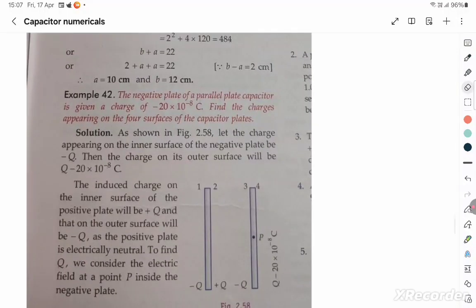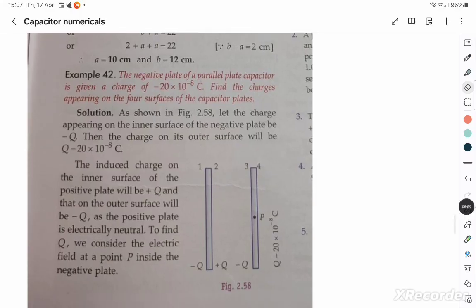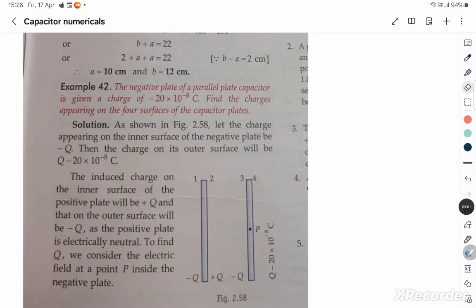A negative plate of a parallel plate capacitor is given a charge of minus 20 into 10 to the power minus 8 coulomb. Find the charge appearing on the four surfaces of the capacitor plates. So this is the question. Here is a sum where they have given the plates 1, 2, 3, 4, and the negative plate of the parallel plate capacitor has been given a charge of minus 20 into 10 to the power minus 8 coulomb.